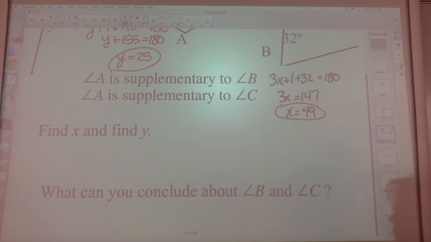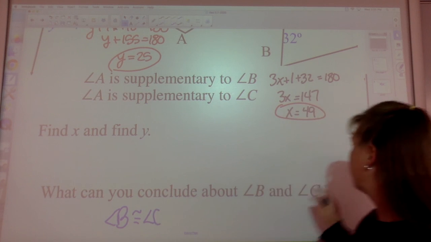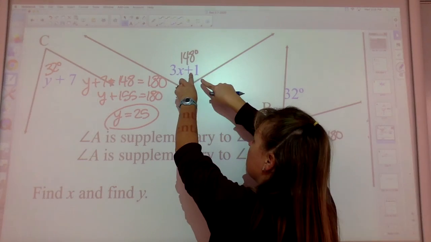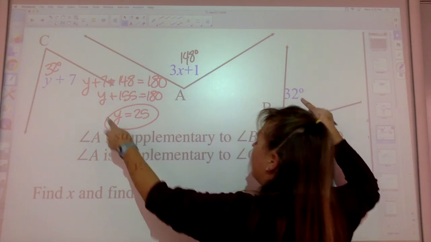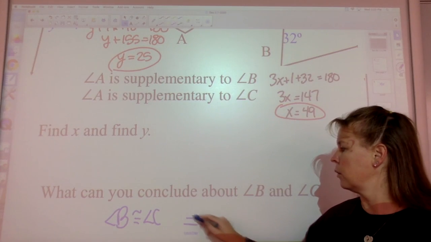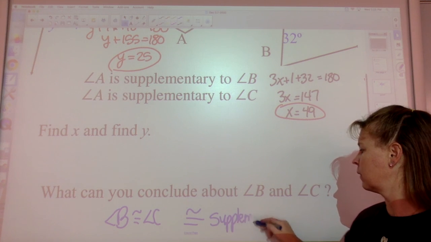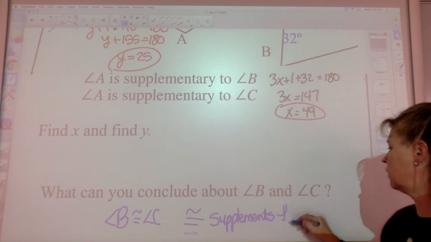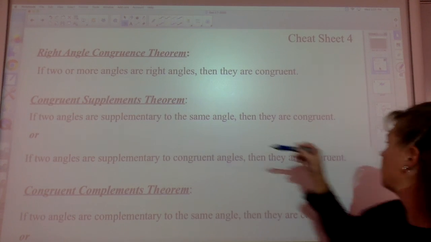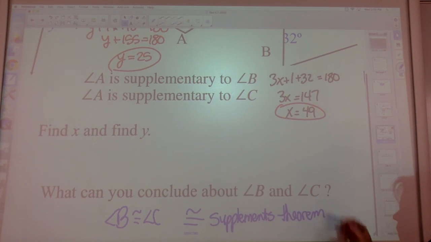you can still conclude that angle B is congruent to angle C, and your reason is if two angles are supplementary to the same angle, then they are congruent, which if you go back and look at cheat sheet 4 is called the congruent supplements theorem. Check out cheat sheet 4, the congruent supplements theorem. And yes, I abbreviated it by writing congruent as a symbol, supplements theorem.